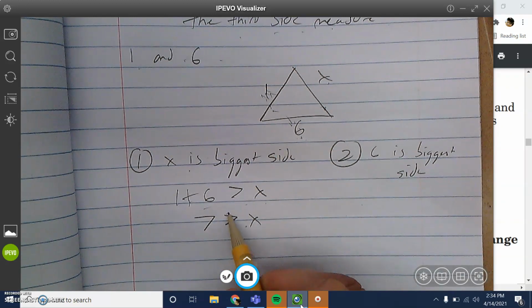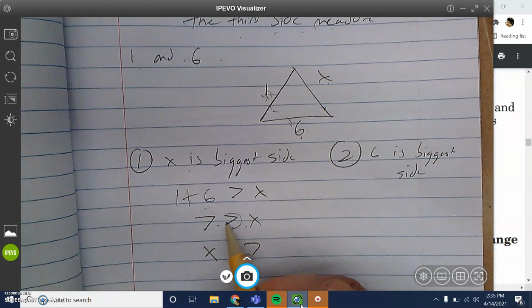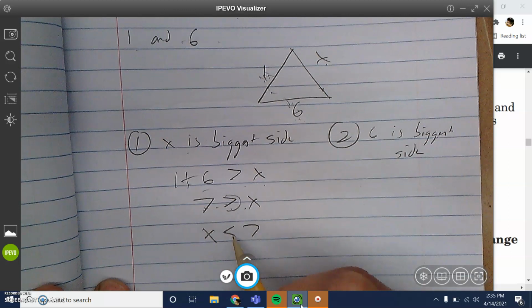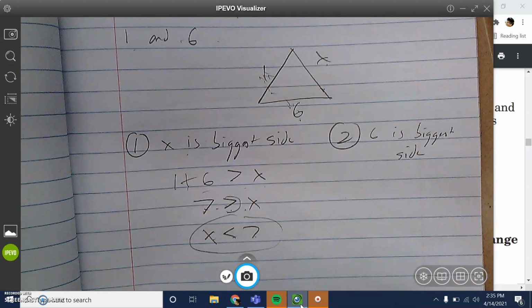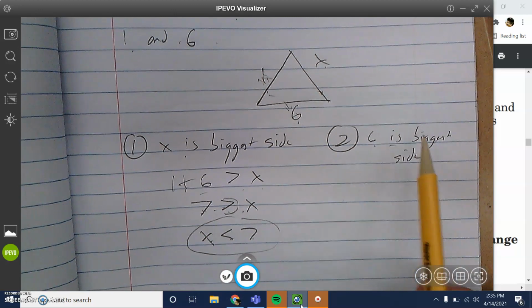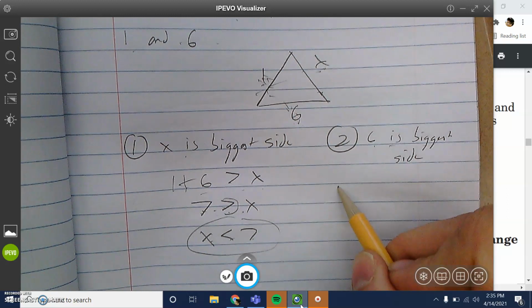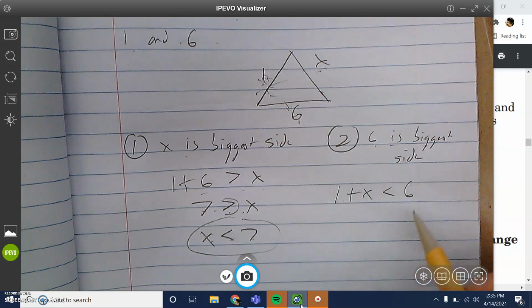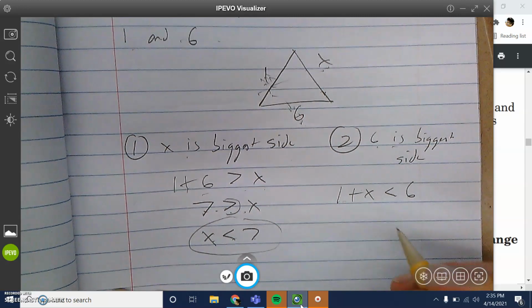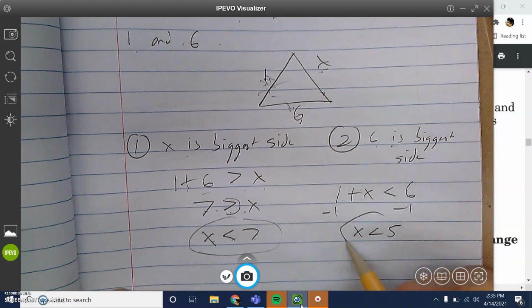Or reverse it. See Pac-Man eating the 7. So I just change this. Pac-Man's eating the 7. I'm going to keep Pac-Man eating the 7 like that. Bam. So x has to be less than 7. Okay. 6 is the biggest side. So 6 is the biggest. That means I add up the two smallest right here. So 1 plus x has to be less than 6. Or x plus 1, same thing. Minus 1. So x has to be less than 5.